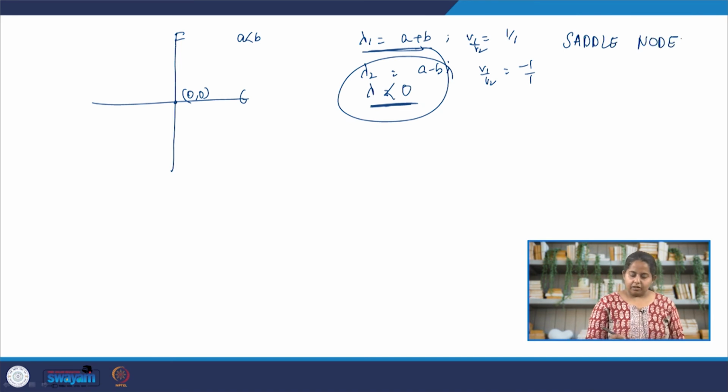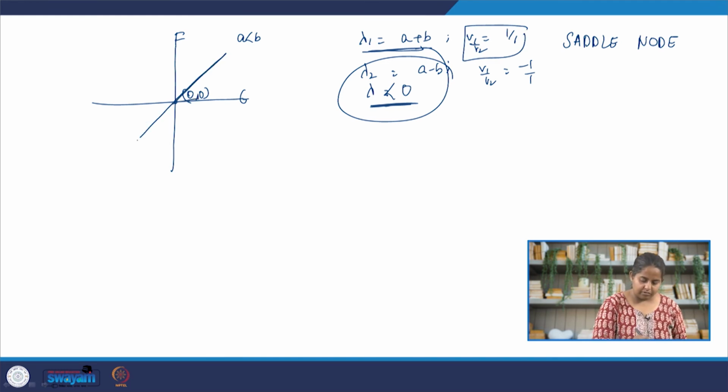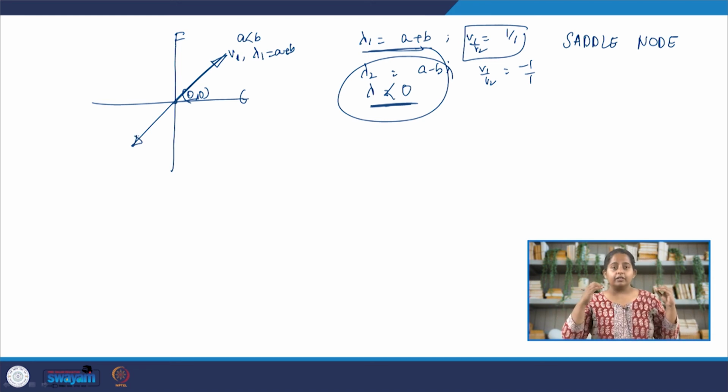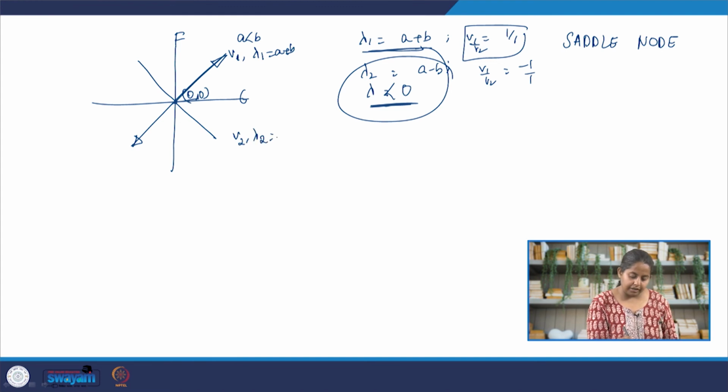Okay. So V1, the first eigenvector, the corresponding eigenvalue is A plus B, it is positive. So in this direction of the eigenvector, the trajectories are going to move away from the fixed point. In the next eigenvector, V2, corresponding to lambda 2, A minus B, since A is less than B, A minus B is going to be negative. The direction of flow is going to be towards the fixed point. This is the saddle case. So if you remember, the trajectories in the saddle case look like this.